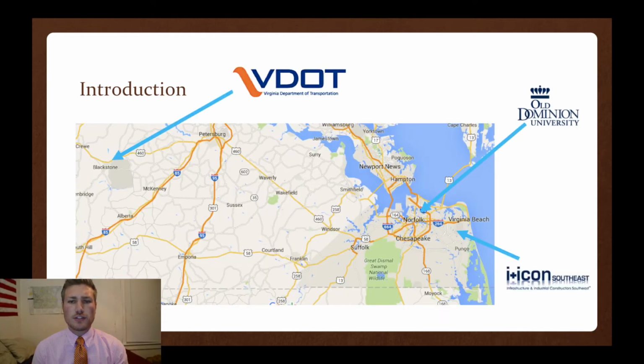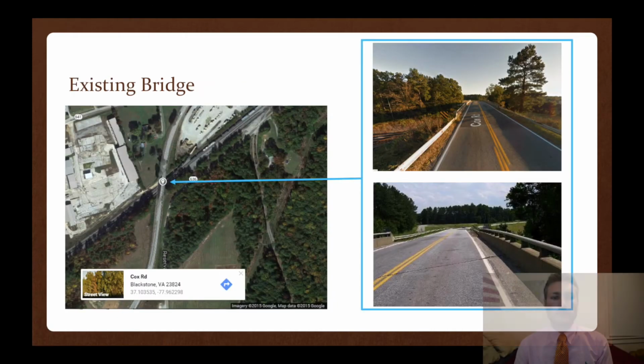To get started, I'm going to show you guys exactly where we are relative to the bridge. Old Dominion University is over here on the right side of Virginia. The company that we're going to be using is my company, actually, which is I+Icon Southeast. And the bridge is all the way to the western part of Virginia, in a little county called Blackstone off of Route 460. Here we have the aerial view of the existing bridge, courtesy of Google Maps. It's located on Cox Road. That's where the bridge intersects on, which is in Blackstone, Virginia.